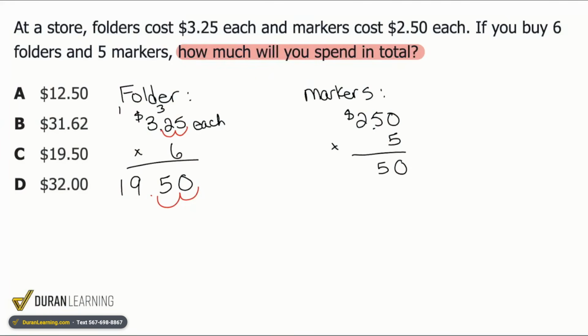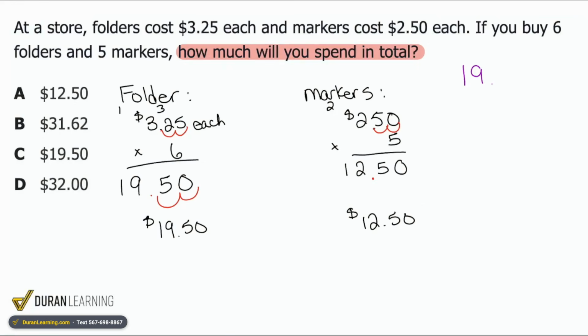Then from there, 250 times 5, we have 0 times 5. 5 times 5 is 25. And then we have 2 times 5 is 10, carry the 2 is 12. And likewise, we have 2 decimal places that we're bringing back as well. So we have 1950 over here. And then we have 1250 over here. And we'll add these 2 values up, and we're done.